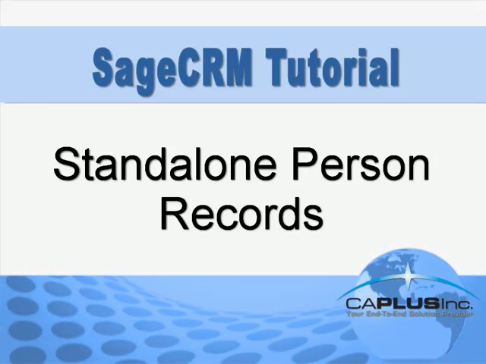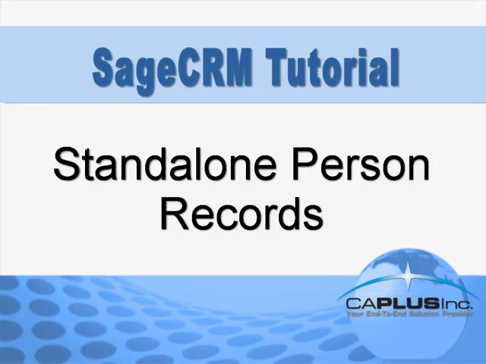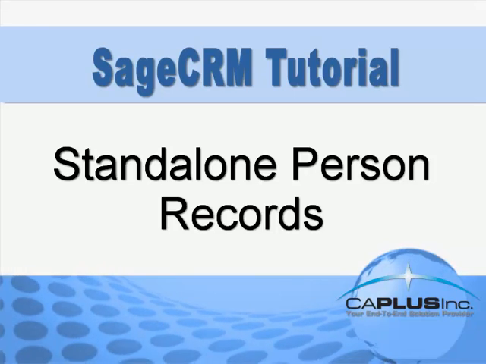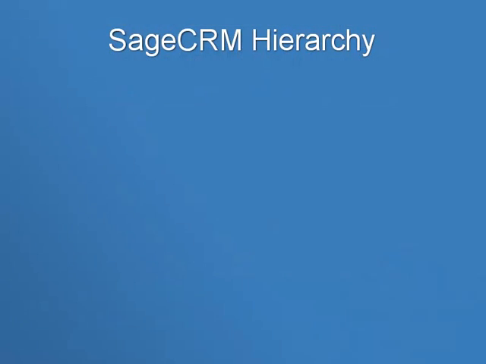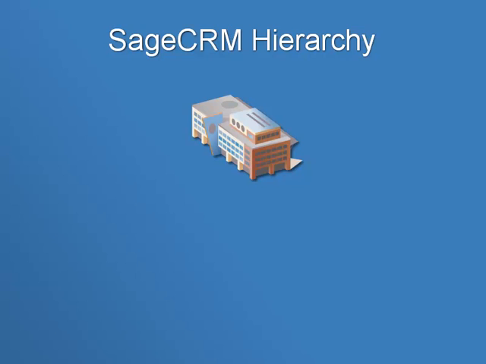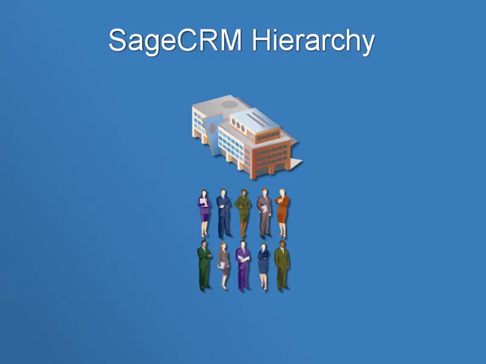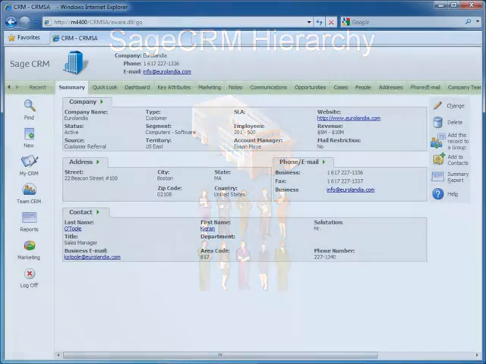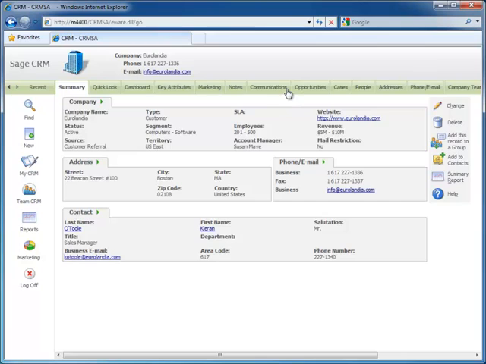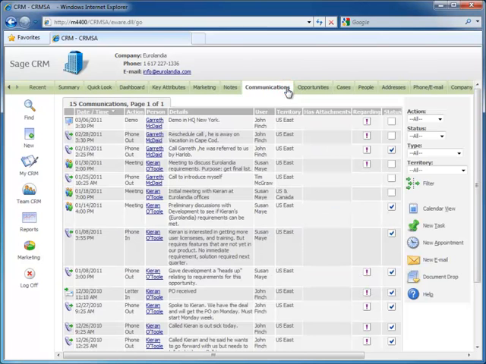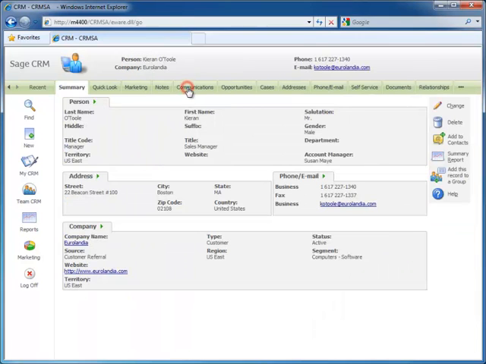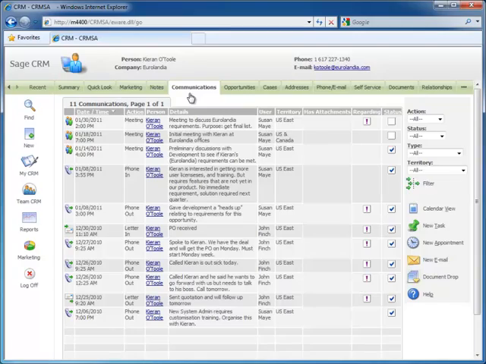Sage CRM is a company-centric CRM system. This means that the data is structured with a hierarchy where companies are at the top level, and under a company, you enter the people affiliated with that company. This is desirable because it allows you to view a company and see all of the activity and history that has taken place as a whole. Further, you can drill down to any person under that company and see their individual history of interactions.